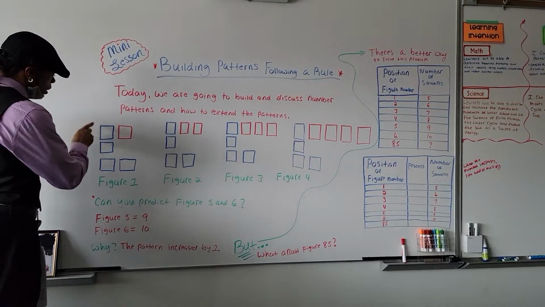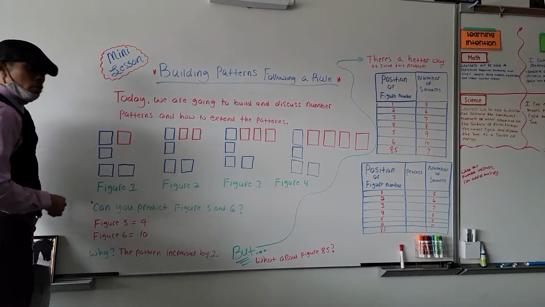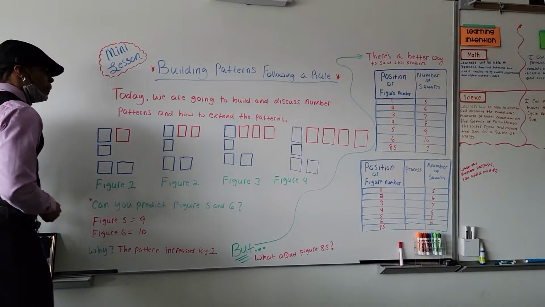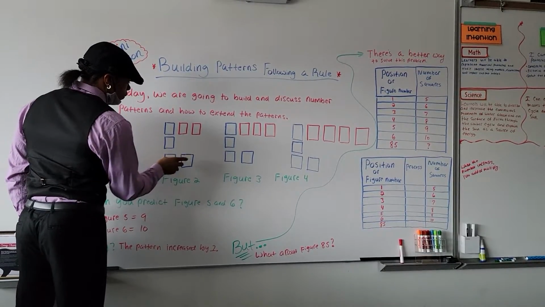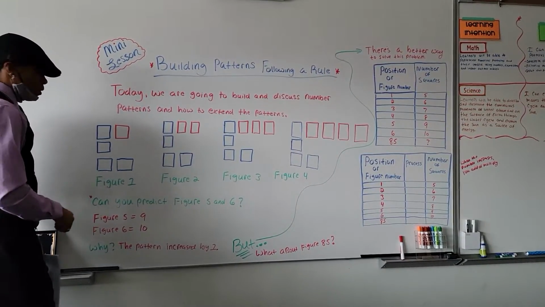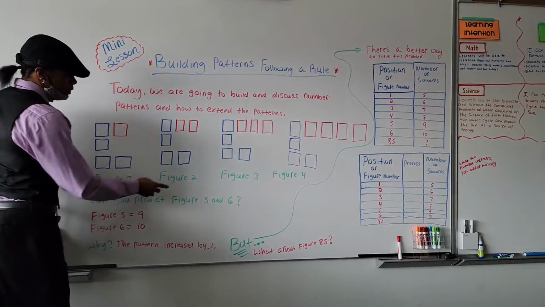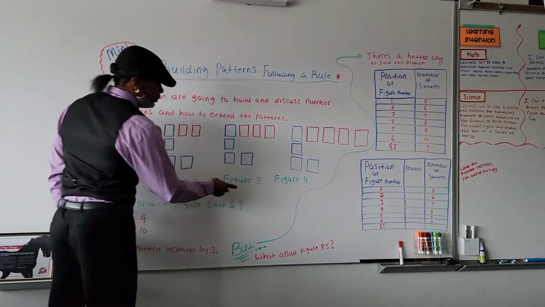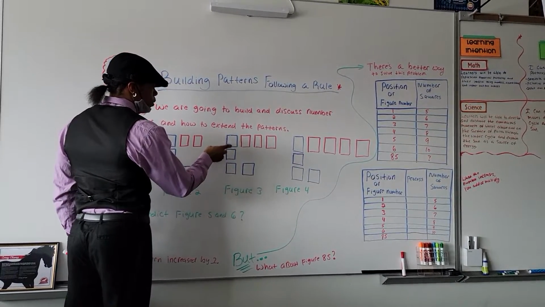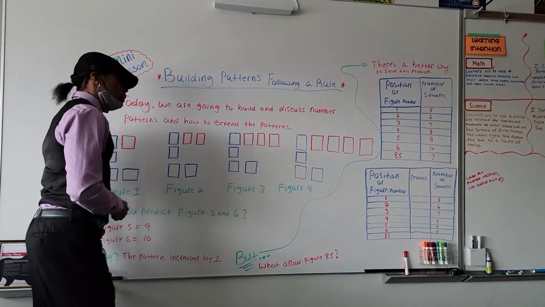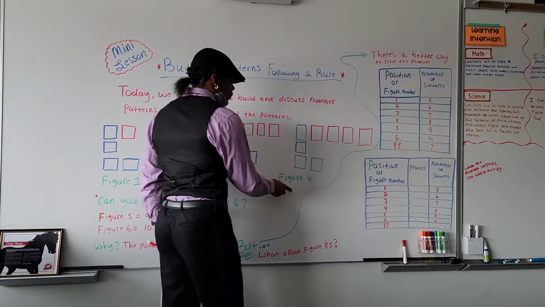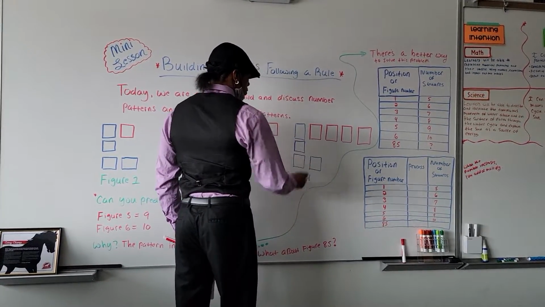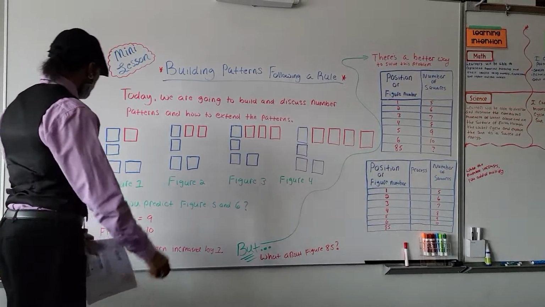First, we started off with 1, 2, 3, 4. 4 squares, that's blue. This is figure 1. This is figure 2. Figure 3, start off 4 squares that are blue. And figure number 4, 4 squares that are blue.